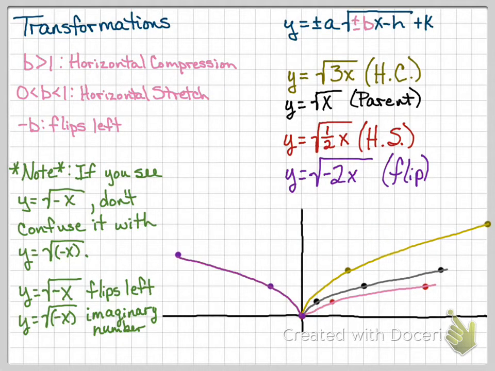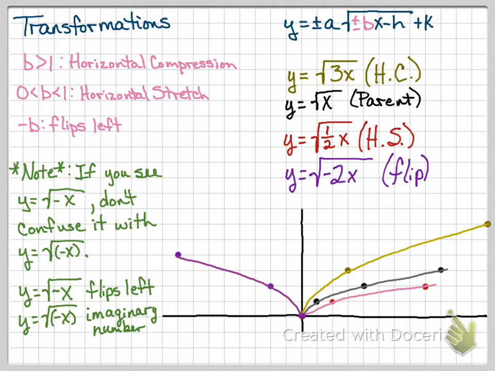All right, now we are going to take a look at plus or minus b. Okay, the b is inside the square root symbol, the radical symbol, but it's in front of the x, okay? If b is greater than 1, it's a horizontal compression, and I've got an example in the green for the square root of 3x, that's in that green and gold color right there, okay? Again, in the black is our parent function.